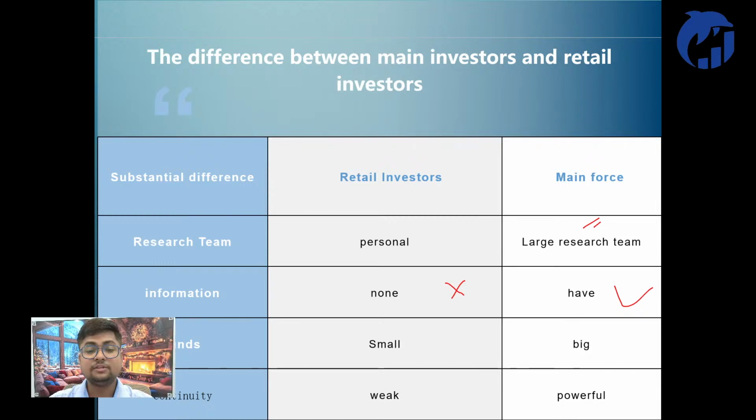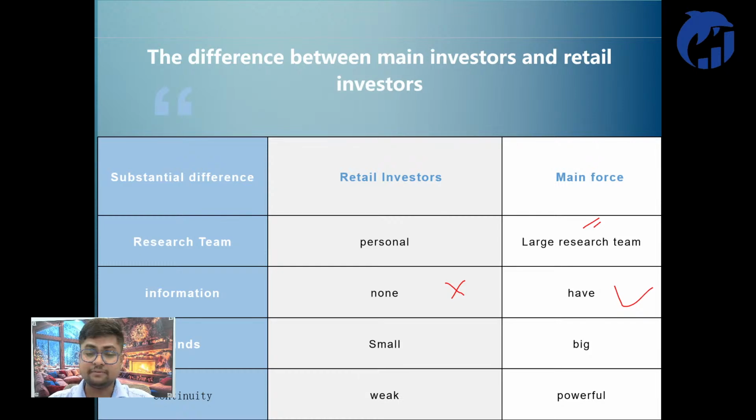And when the stock starts booming, when the news effects come into the stock price, they will be able to exit. So now talking about funds, retail investors have small funds, and the big main force has a big fund. So usually the main funds or the operators push the market because they have a big fund.